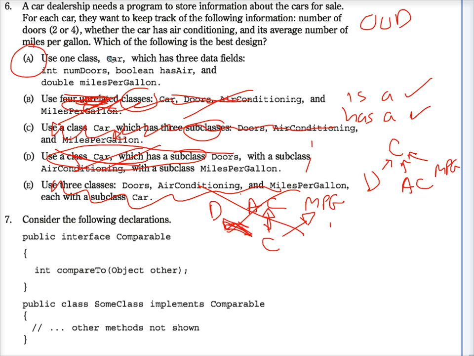So I'm left with A, which so obviously was the right way to do it. Because air conditioning should be like a true or false feature of whether the car has air conditioning. Miles per gallon is like a number. It's expressed to the nearest decimal number for accuracy. So A is clearly the answer.